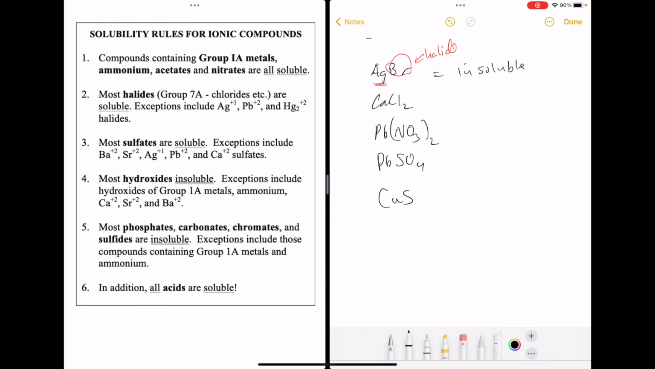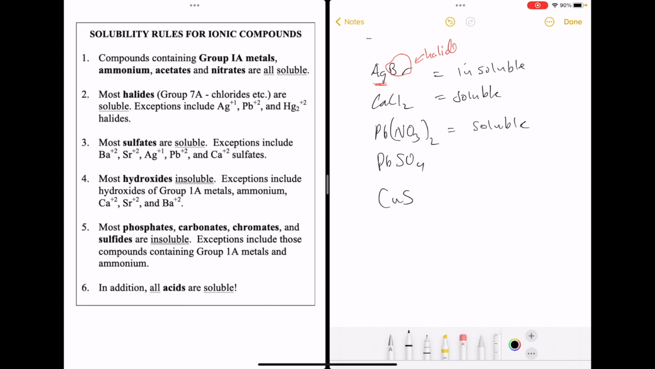Let's take a look at the second one. Calcium chloride. Rule number 1 doesn't really apply to calcium chloride. Rule number 2, so remember chloride is a halide. So it says most halides are soluble except if paired up with silver, lead, or mercury. Well, in this case, it's chloride that's paired up with calcium, which means that it's just going to be soluble. Third one, lead(II) nitrate. If we look at rule number 1, it says everything containing group 1A, ammonium, acetate, and nitrates are all soluble. So we hit that nitrate there. So this is going to be soluble.